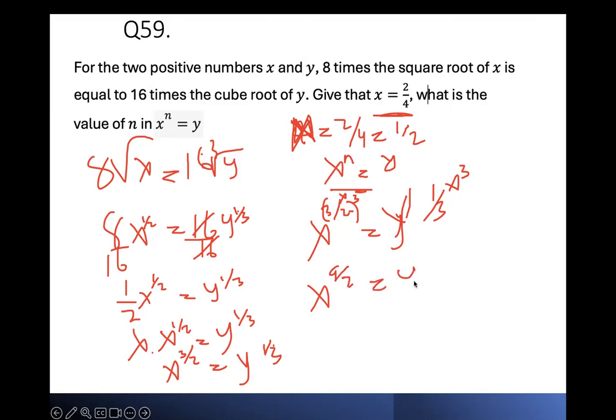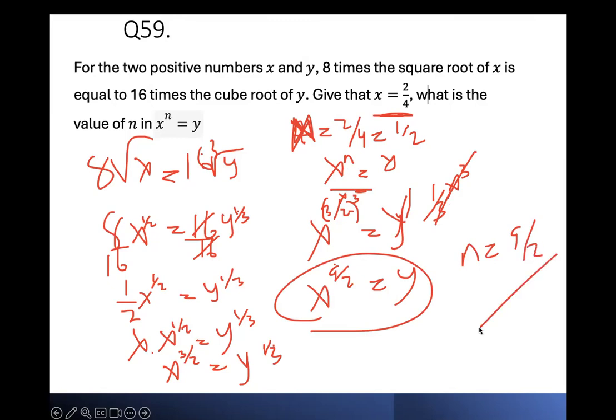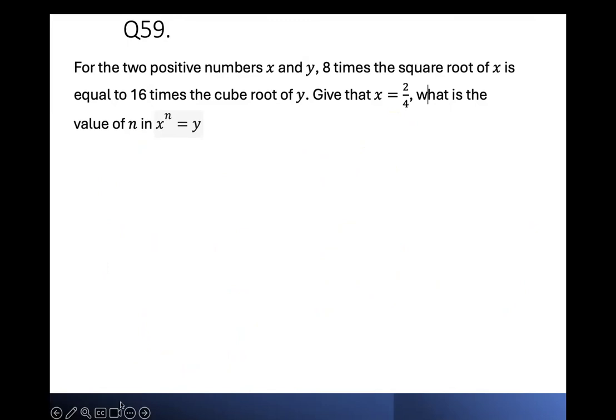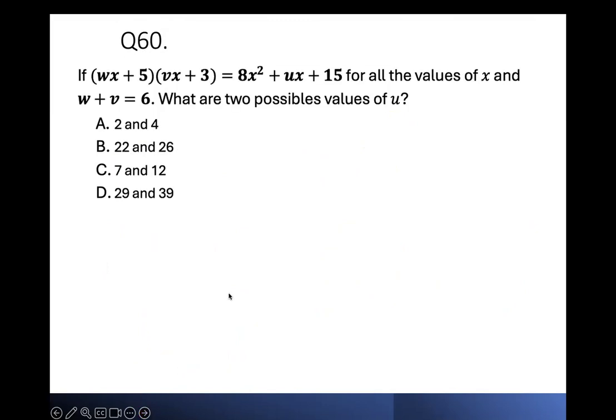This is equal to what? This cancels like that. Boom, boom. Therefore, they said x^n, which is 9/2, is equal to y. That means n is equal to 9/2. That's your answer choice. How did you do? Did you get it? I hope so.